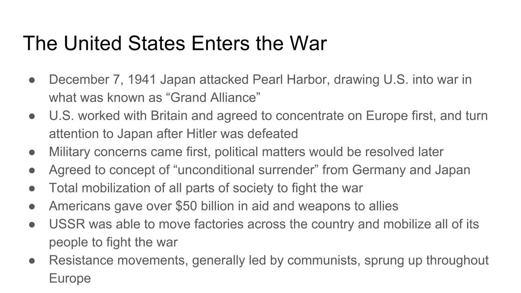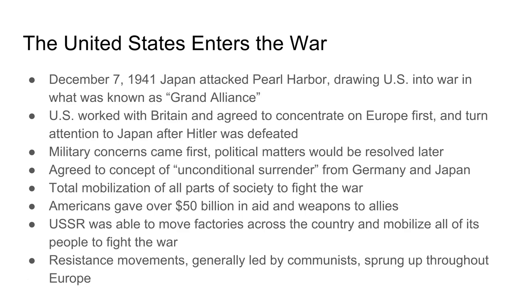And the last thing is that they agreed to force the Axis powers into what is known as unconditional surrender. That means that they would not accept separate peaces. So Germany couldn't sign a separate peace with Russia, as they had done during World War I, and they could not sign a separate peace with Britain to split up the Allied powers.